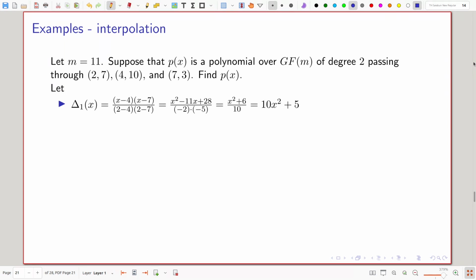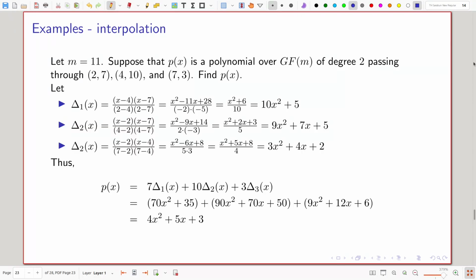So the other one, the other 2, the other 3. Now I combine them, okay? I know that the other one is 1 at 2, right? And 0 at everywhere else. No, not everywhere else. 0 at 4 and 7. So I multiply 7 and I multiply 10 and 3. And I have this polynomial. That's what I want. That's the final polynomial.